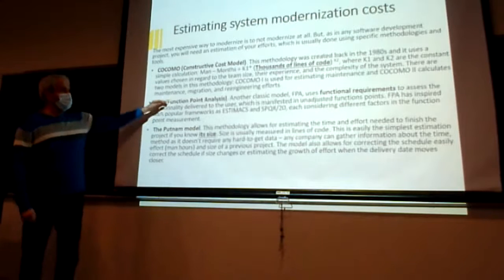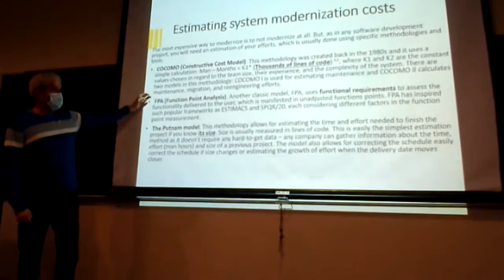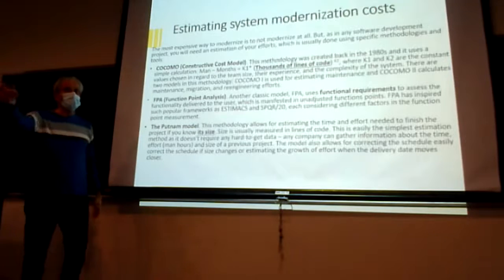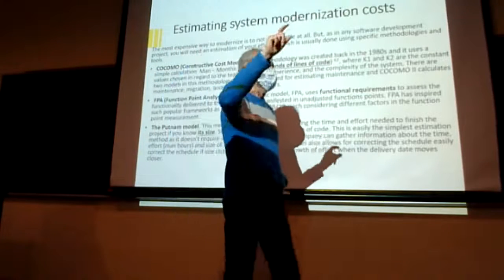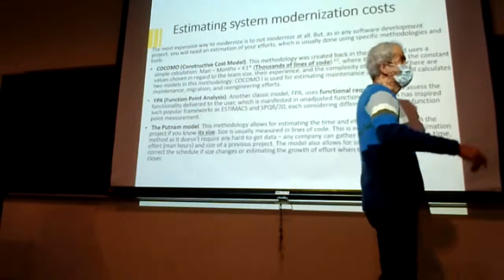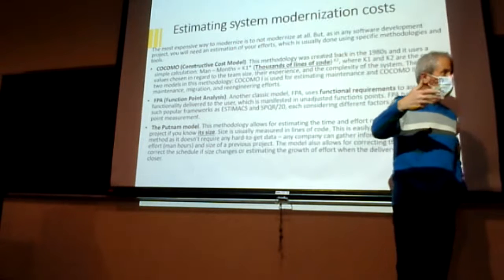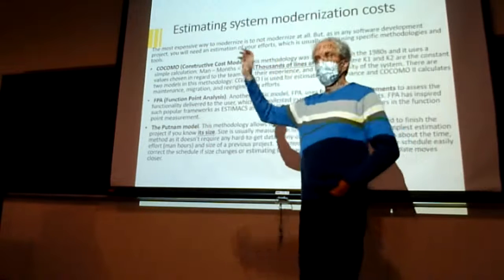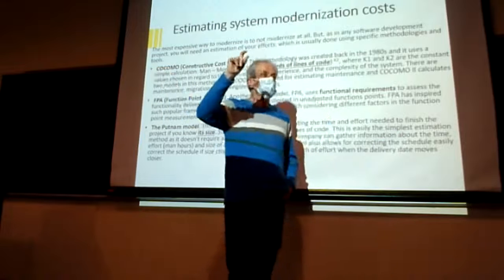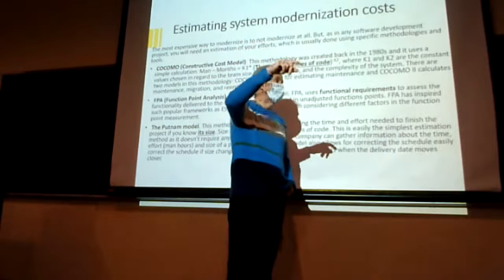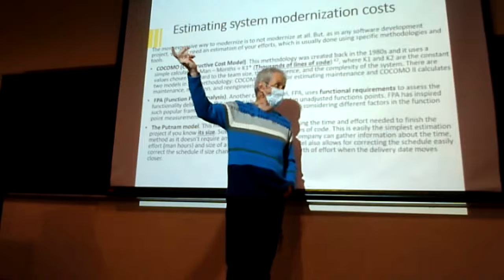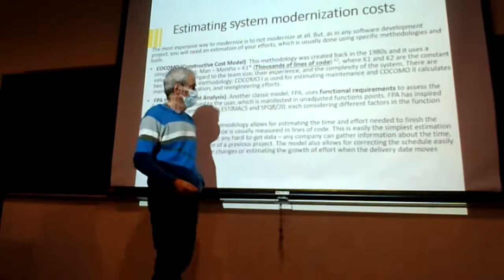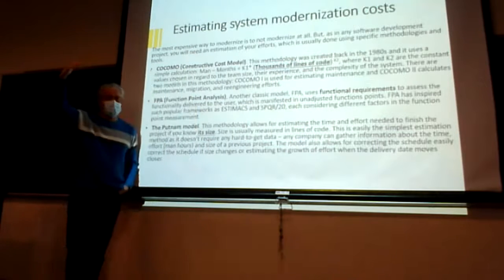Then another classic model would be the function point analysis, where you try to estimate the cost for migrating individual functionalities, and then you sum it up. Right, so you look at how much it will cost me to change that function, to move it maybe to a service oriented to a cloud. Okay. And then you basically add it up.